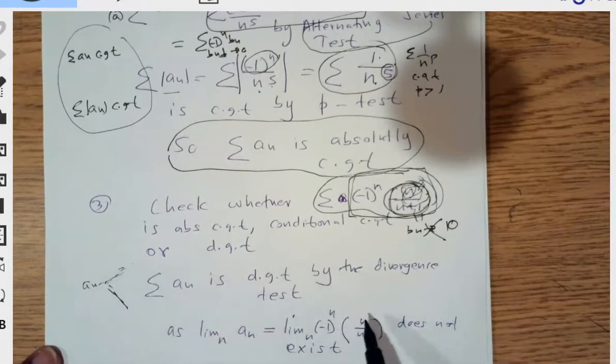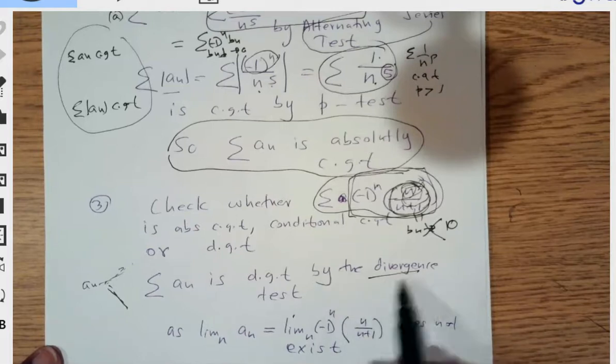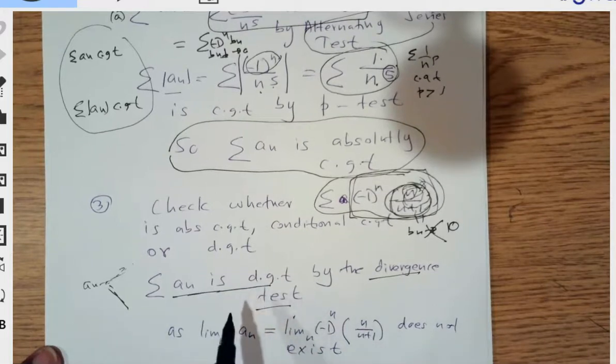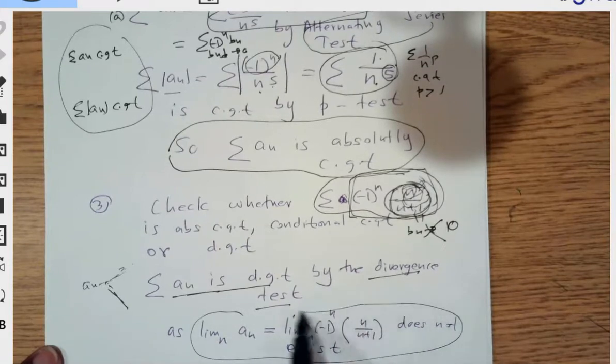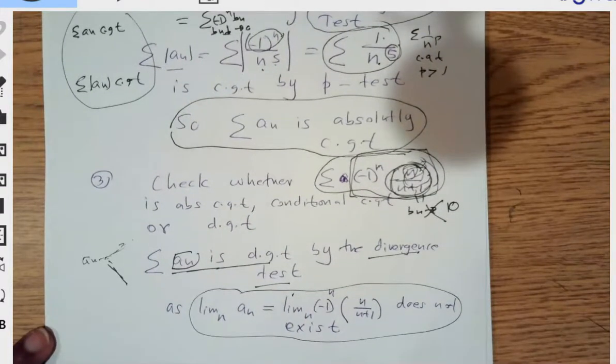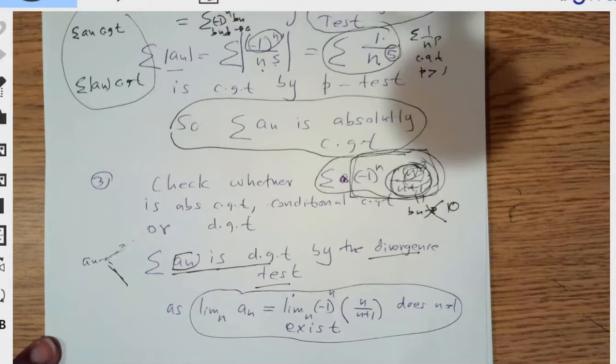In particular, if a_n diverges, then by the divergence test, sigma a_n is divergent, as the limit of a_n doesn't exist. When the limit doesn't exist, it is divergent right away. For that you don't need anything else, no AST, just the divergence test. So sigma a_n is divergent. It's not conditionally convergent, nor is it absolutely convergent. It is simply divergent. That's it for this video.